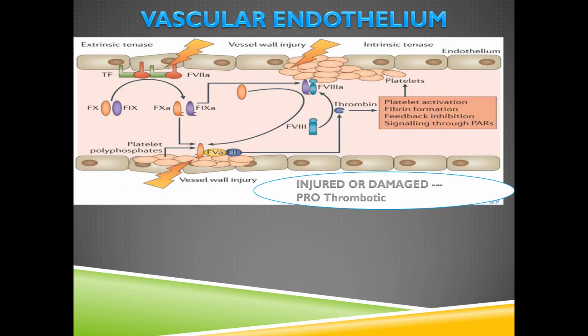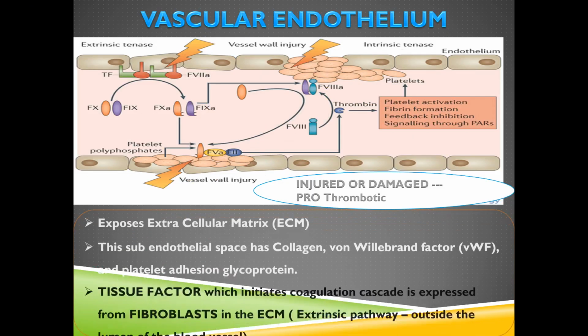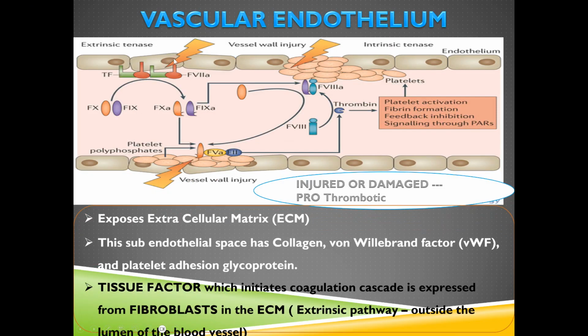And these are the extrinsic and intrinsic pathways which initiate that. They have been described as extrinsic pathway and intrinsic pathway, both of which meet at a particular point to end in what is called the common pathway. So this is how the whole thing happens. When there is an injury to the endothelium, it exposes the extracellular matrix area. Here you can see the vessel wall injury, where there is a disruption of the lining of the endothelium, which exposes the subendothelial matrix.